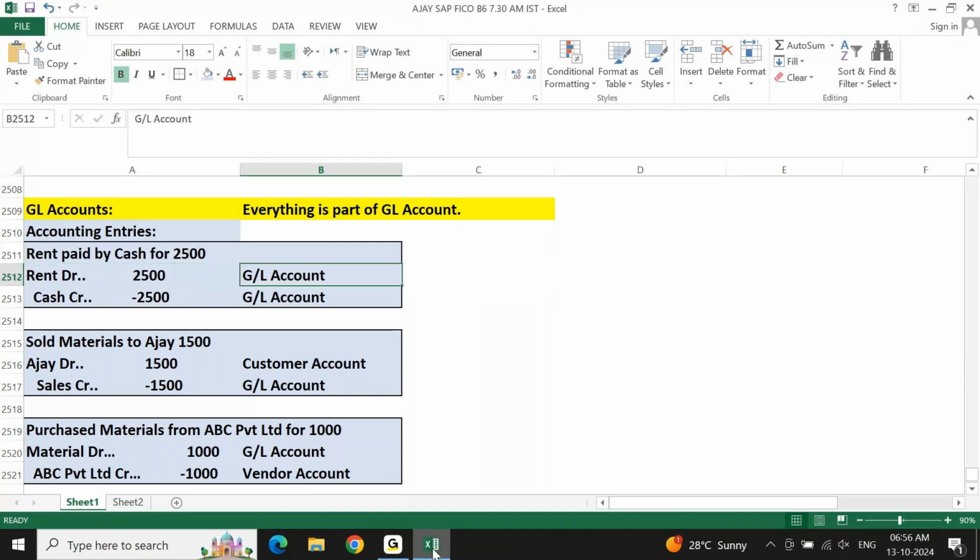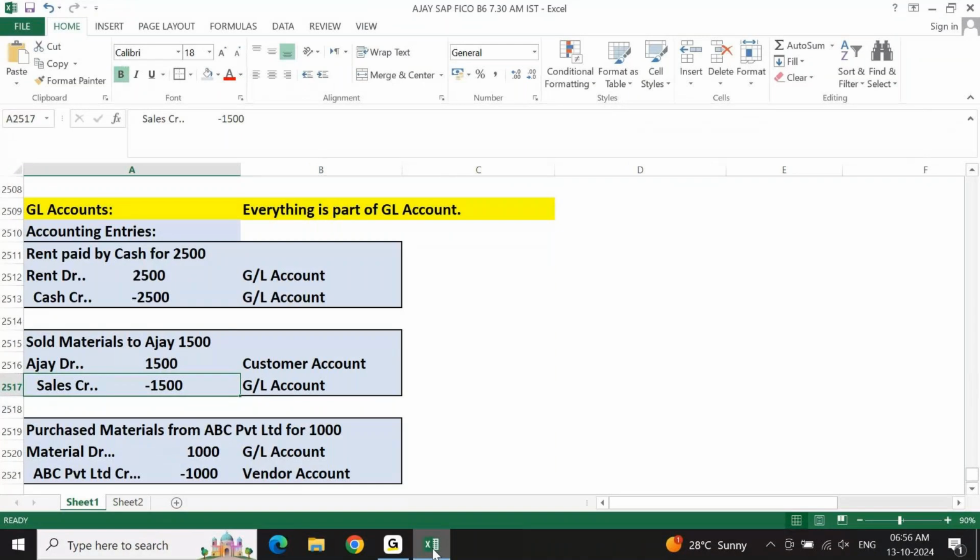Second one, you have sold material to Ajay for 1,500. Debit is Ajay account, credit is a sales account. Debit we are talking about customer account, credit we are talking about GL account. In any application, is this the exact accounting entry we write, or are we going to change the accounting entry? Exact accounting entry. We are going to use the same accounting entry in any application. You will be debiting the customer account only. Yes, sir.